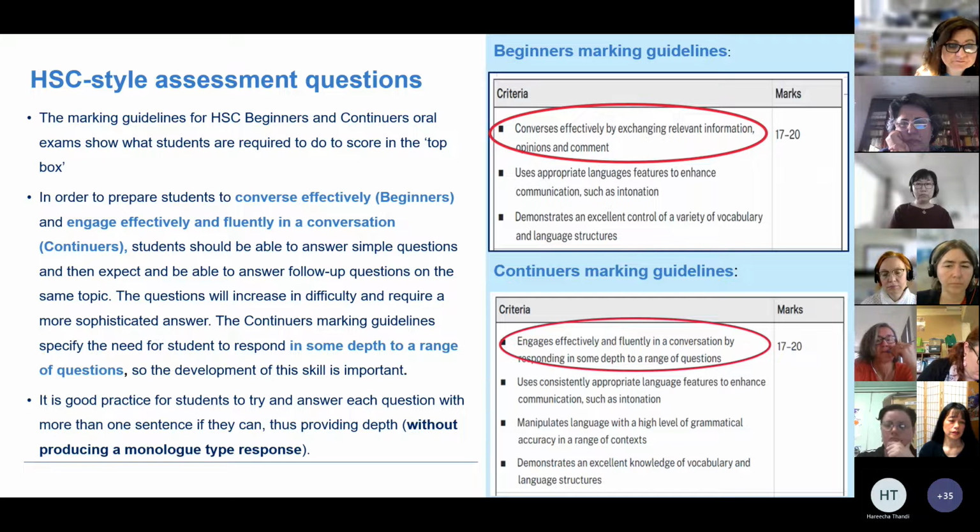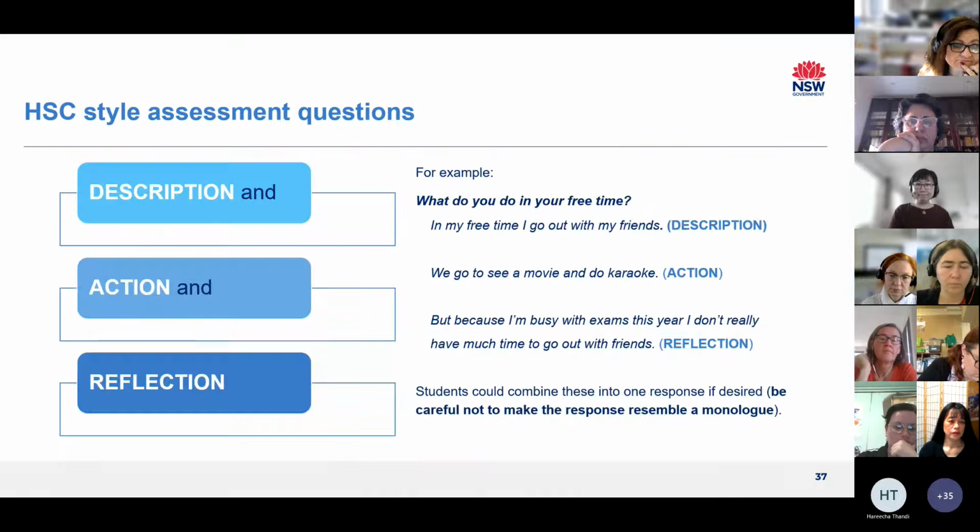The continuers marking guidelines specify the need for students to respond in some depth to a range of questions. So the development of this skill is important. It is good practice for students to try and answer each question with more than one sentence if they can, thus providing depth, but without producing a monologue type response. To assist students to provide depth in their responses, it can be helpful to teach them to provide a description, an action and a reflection in their responses.